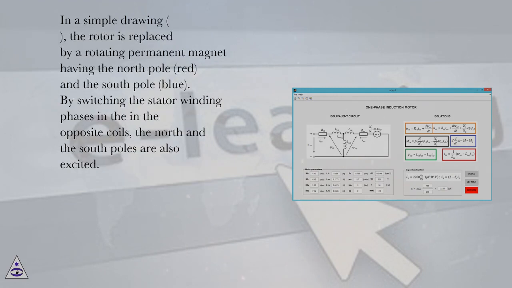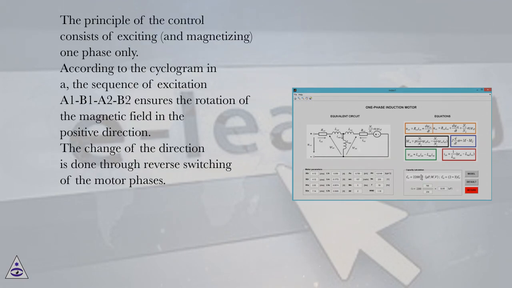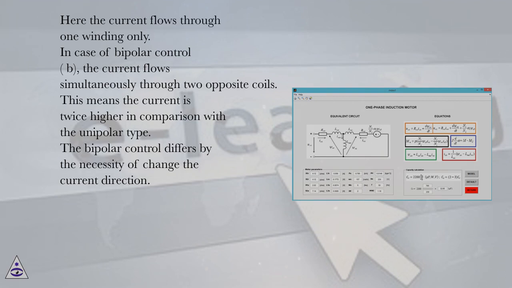In a simple drawing, the rotor is replaced by a rotating permanent magnet having the north pole, red, and the south pole, blue. By switching the stator winding phases in the opposite coils, the north and the south poles are also excited. The principle of the control consists of exciting, and magnetizing, one phase only. According to the cyclogram in A, the sequence of excitation A1 B1 A2 B2 ensures the rotation of the magnetic field in the positive direction. The change of the direction is done through reverse switching of the motor phases. Here the current flows through one winding only.